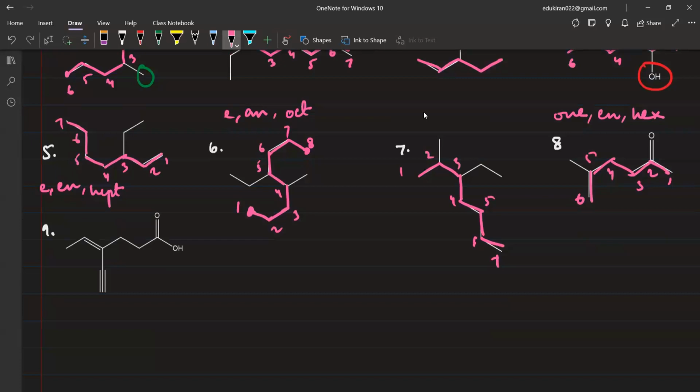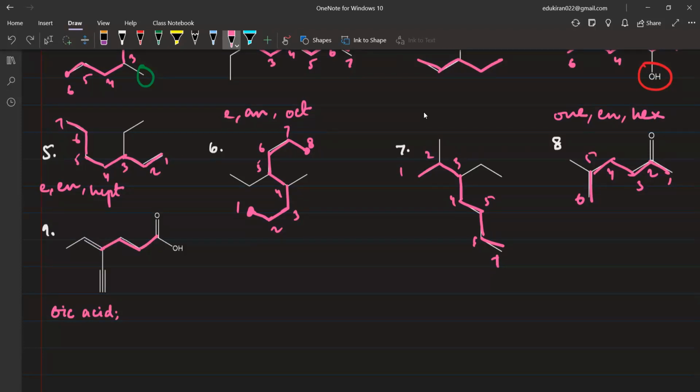Now in the ninth one, it is important. In the ninth one you have to see what is the functional group. Functional group is oic acid. And then you have double bond as well as triple bond. You have a double bond, and a triple bond too. But once you have functional group, the parent carbon chain is going to be something like this.